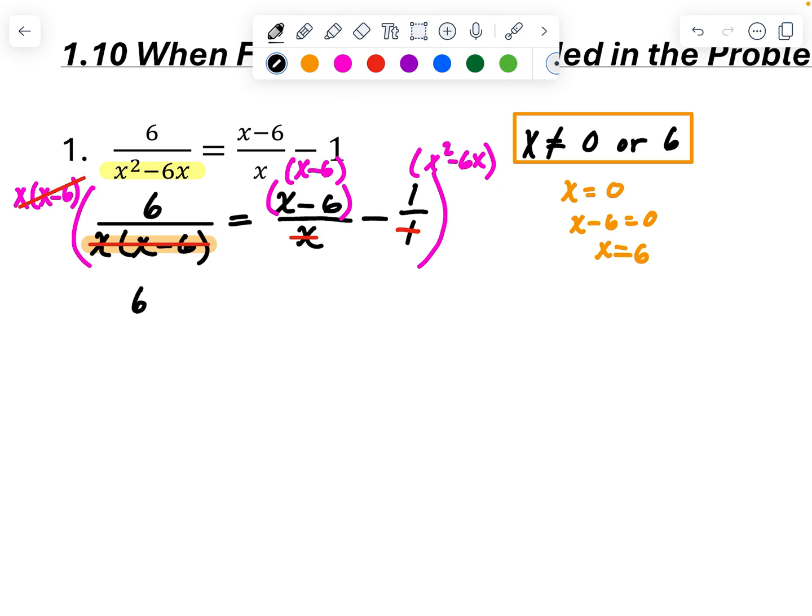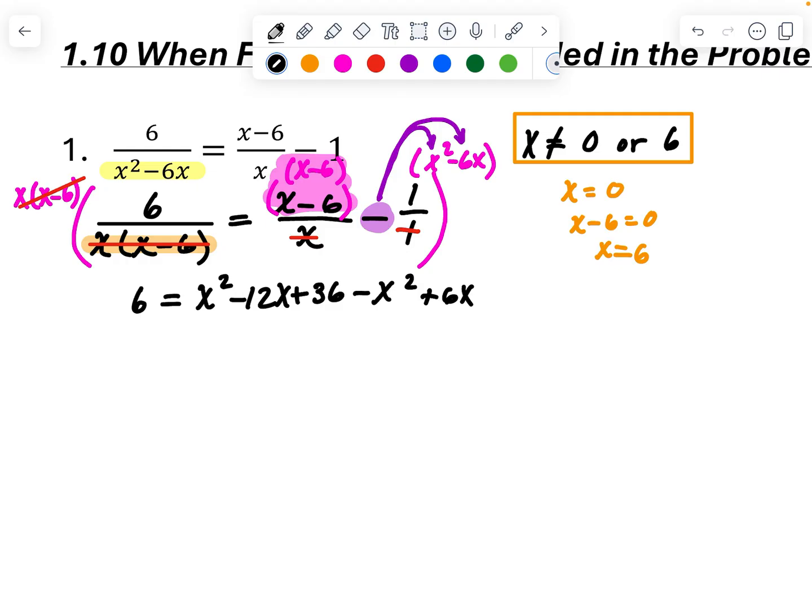When we do that, we get 6 equals. When we do this portion, x minus 6 times x minus 6, that's going to get us x squared minus 12x plus 36. And then here we need to be particularly careful as well. This negative sign right here is going to impact the x squared and impact the negative 6. So that's going to give us negative x squared and positive 6x.